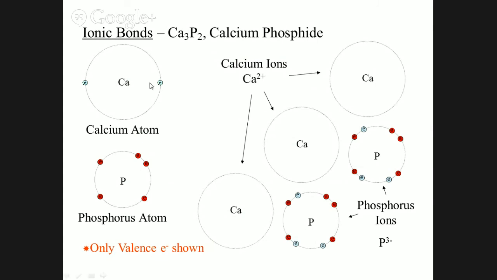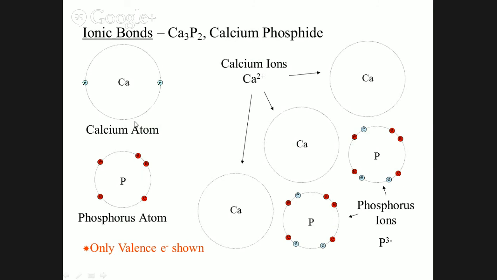Now, calcium has 2 to give away. Phosphorus has 3 it needs to become full. The thing is, the 2 calcium electrons given to the phosphorus, well, the calcium will be emptied out, but the phosphorus won't quite be complete yet. So you have to have a combination of calcium ions and phosphorus ions that will, in fact, equal out.